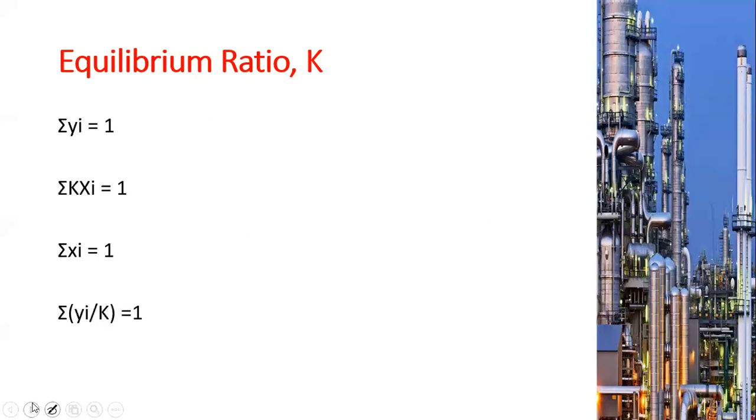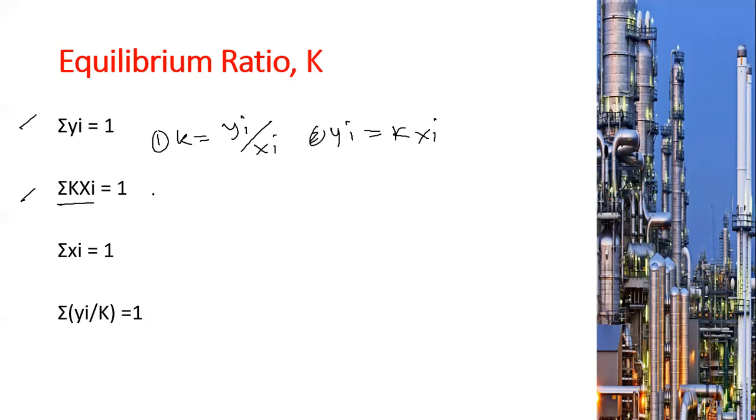So let's take a look at the example problem. Tapos this is obvious, ano? Summation of y sub I is equals to 1. Pag sinum mo yung lahat ng mole fraction, di ba? Syempre 1 yung lalabas nun. And since K is equals to y sub I divided by x sub I, y sub I is equals to K times x sub I. So therefore, the summation of K times x sub I is also equal to 1. Di ba? Tama? Kung valid to, valid din to.